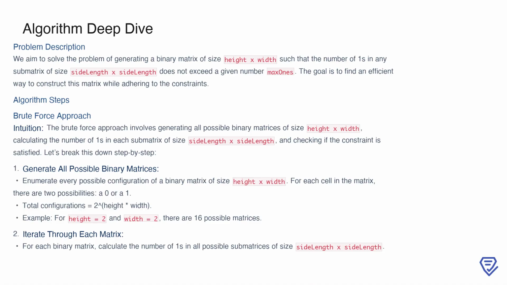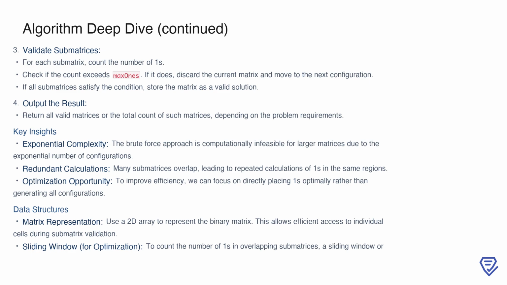Once we generate these matrices, we iterate through each one and calculate the number of ones in all possible submatrices of size sidelength x sidelength. This method is conceptually simple, but its inefficiency becomes apparent as the matrix size grows. After generating all possible matrices, the next step in the brute force approach is to validate each submatrix. For every submatrix within a given binary matrix, we count the number of ones and check whether this count exceeds the maxOnes constraint. If even a single submatrix violates this condition, the matrix is discarded as invalid.